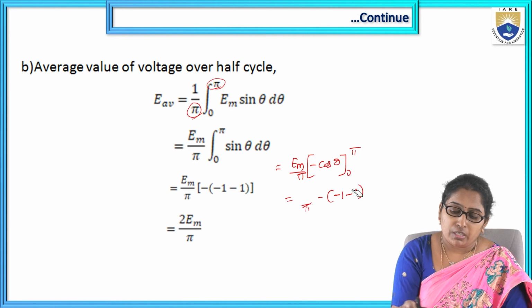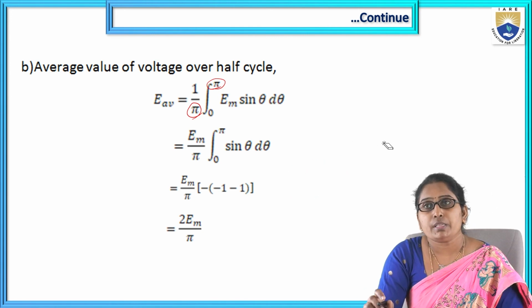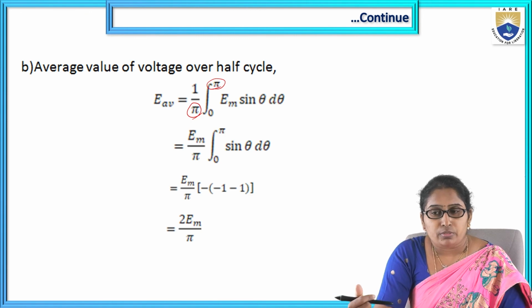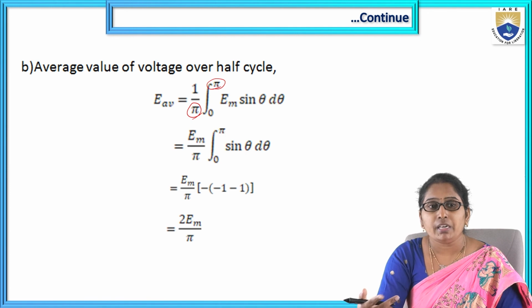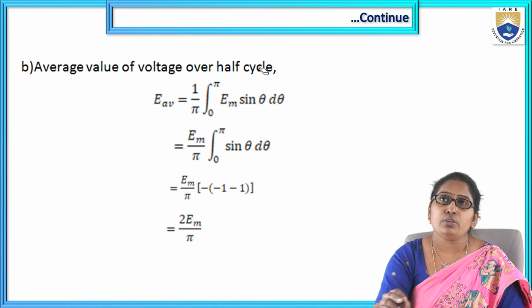So that is about the average value of an AC signal and how it is calculated. There are two methods. The first one is the mid-ordinate method, and the second one is the analytical method, which is the most commonly used one.